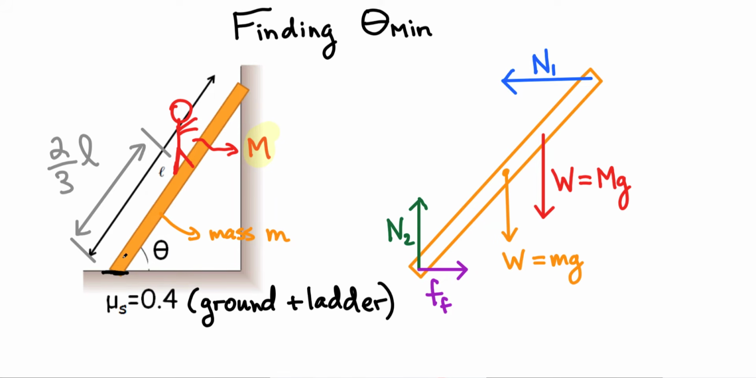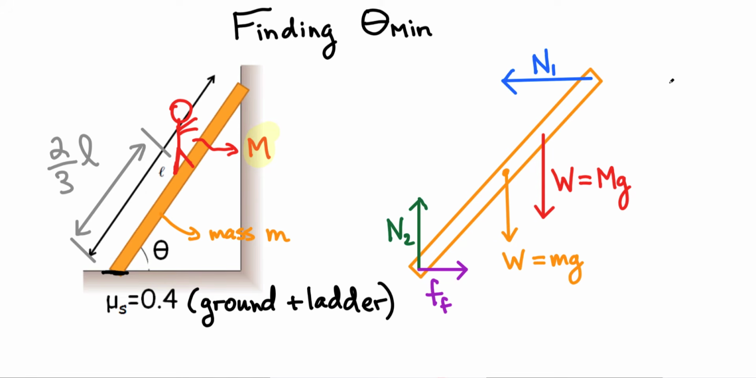And this painter is standing a certain distance from the wall. In this case, the total ladder has a length L. And the painter is standing more than halfway up the ladder. I'm going to set him equal to 2/3 L. And this is up to you. You could set it to whatever you want. In this particular case, I've picked this value. So again, he's painting the trim, so he wants to be almost all the way up the ladder.